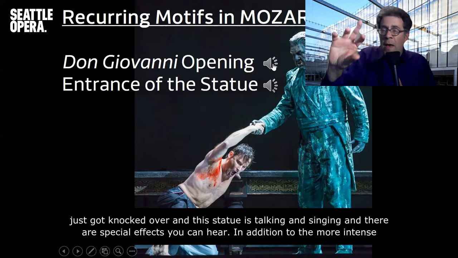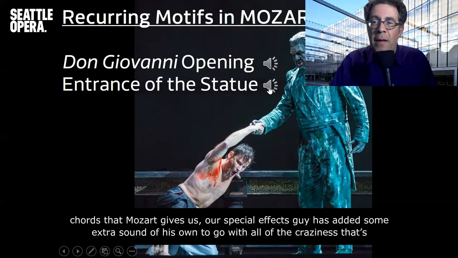In addition to the more intense chords that Mozart gives us, our special effects guy has added some extra sound of his own to go with all of the craziness that's happening on scene.